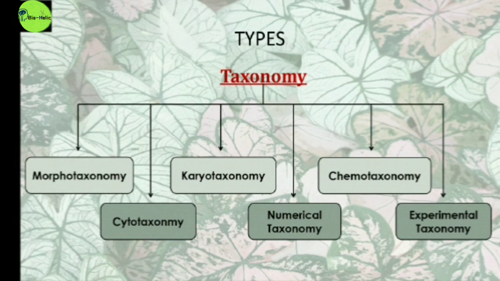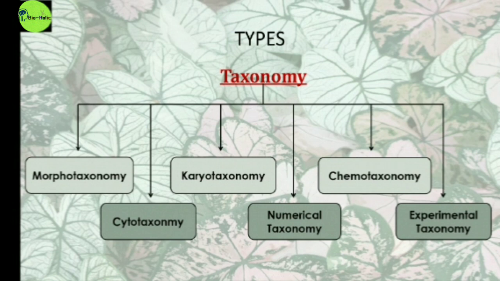Now the fifth one is chemotaxonomy. Chemotaxonomy is the classification of organisms according to the biochemicals present in their cells. In this case, proteins present in their cells are the main basis of their classification.